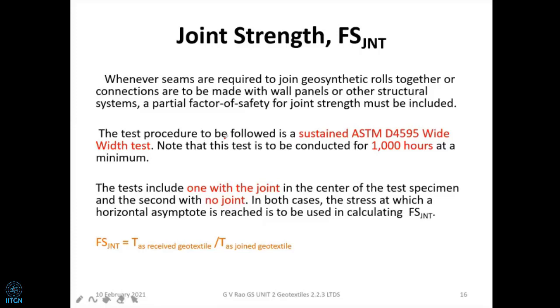And in this case, we are again going to use the ASTM tensile test. In this test, the test is conducted for at least 1000 hours. With one joint and no joint, we are going to compare the results. And then naturally, our calculation is going to be FSJNT equal to T as received, that means the tensile strength of the as-received geotextile, divided by T as joint, the tensile strength of the jointed geotextile. So this is the way in which we do it. This particular strength is not always determined because we don't come across such joints except in rare cases. And we also saw that biological degradation is not very common.